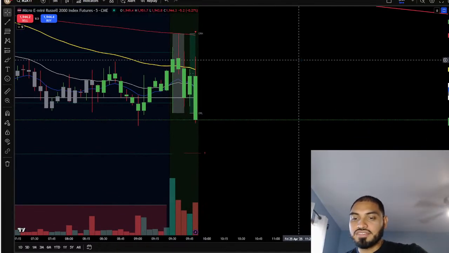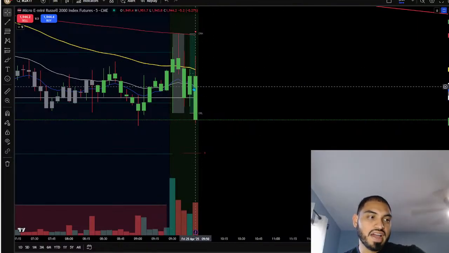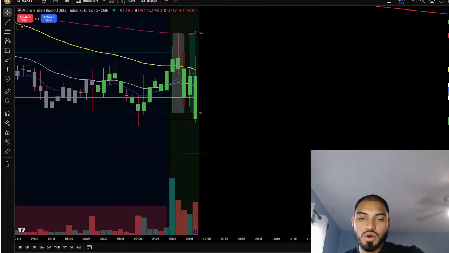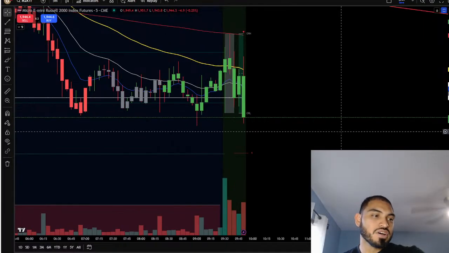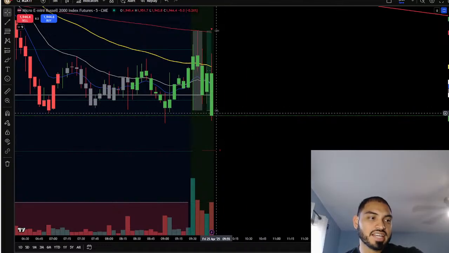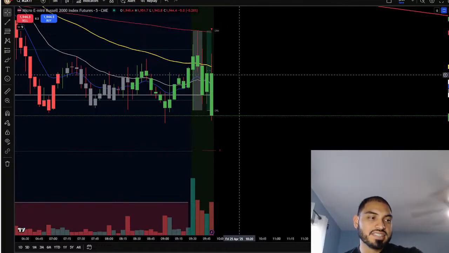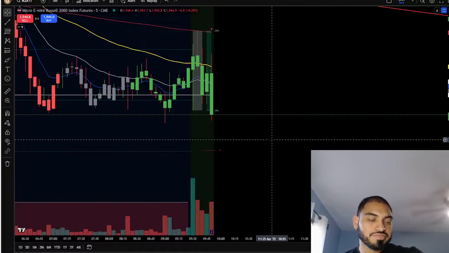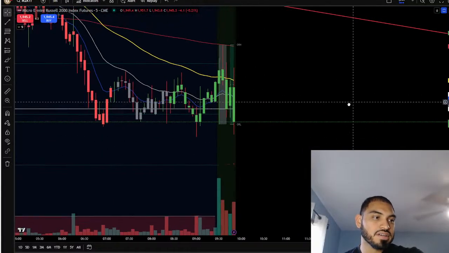So, what time is it? 9:53. So we're having a breakdown below the opening range. We have 54 seconds on this candle. We would need the next candle to retest that opening range and come right back down.